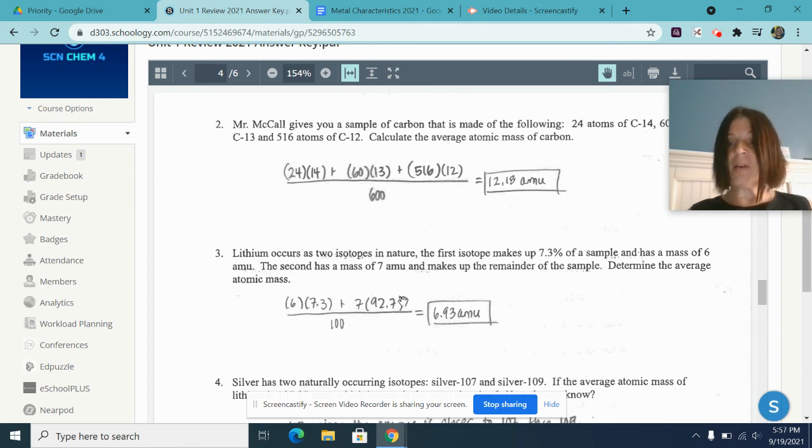So once you have everything accounted for, your atomic mass unit and the percent that it takes up, you divide it by the total, which is 100%, and you get 6.93 atomic mass units. Here again, the answer is between 6 and 7, which would tell you that it's a viable answer, and it is much closer to 7 than it is to 6 because 92.7% is a much larger percentage than 7.3.